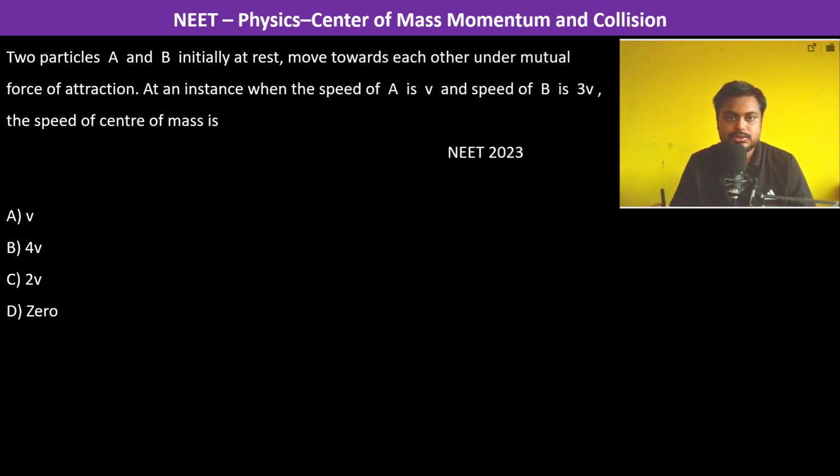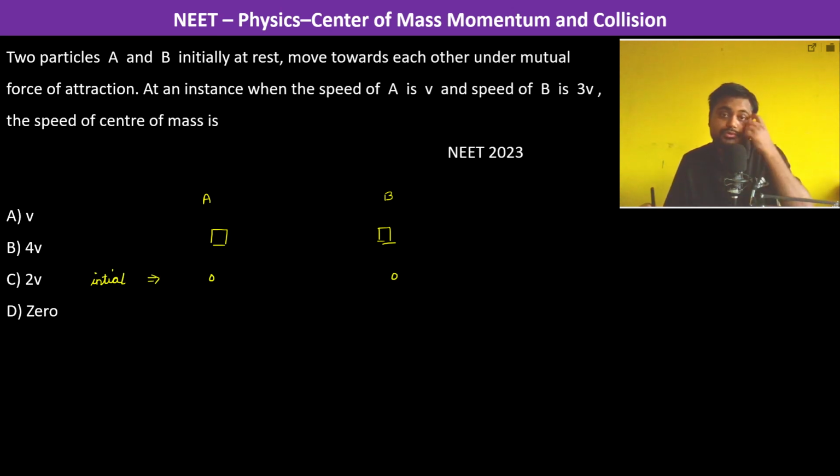Two particles A and B are initially at rest, so the initial velocities are 0 and 0. They move towards each other under mutual force of attraction. At an instance when the speed of A is v and the speed of B is 3v, the speed of the center of mass is?